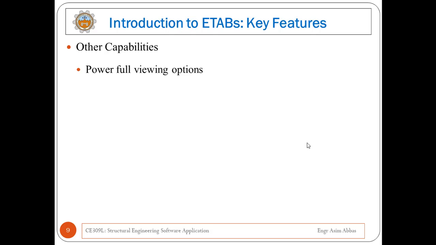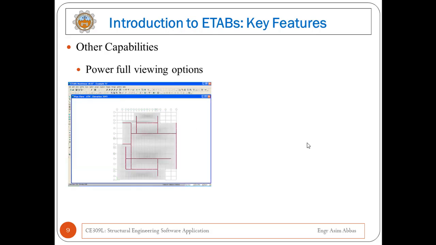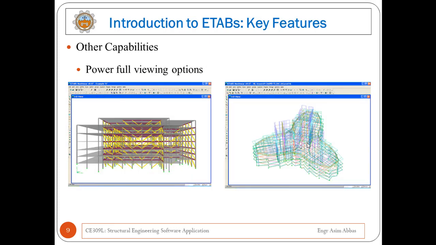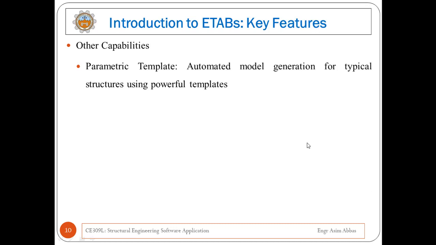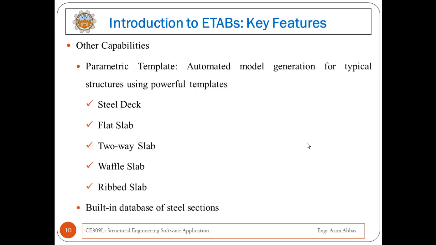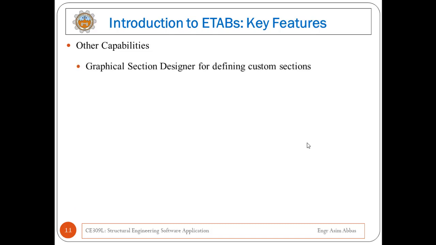And ETABS has powerful viewing options, having very sophisticated views available for different models. And the parametric templates include the steel deck, the flat slab, the two-way slab, the waffle slab, rib slab, and there is also a built-in database of steel sections available. And in ETABS, a graphical section designer for defining custom section tools is also available, right? And there are multiple load patterns, load cases and different codes available in ETABS.